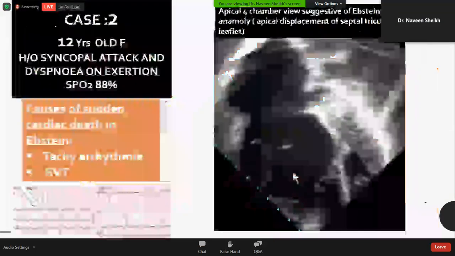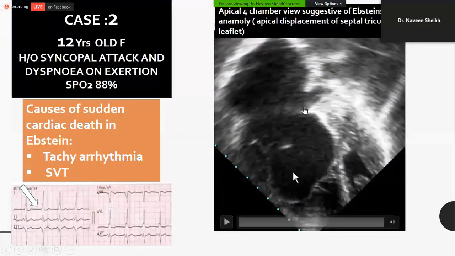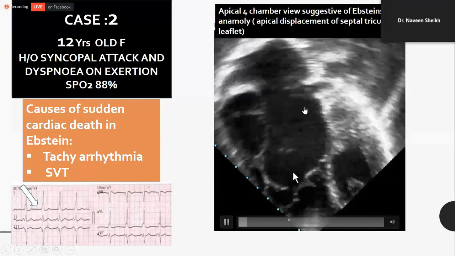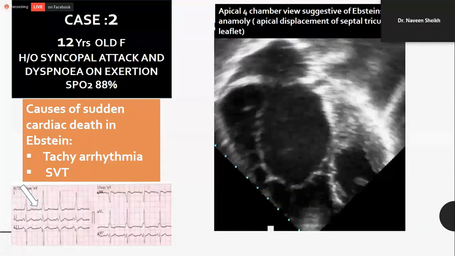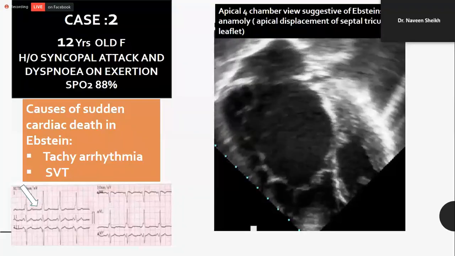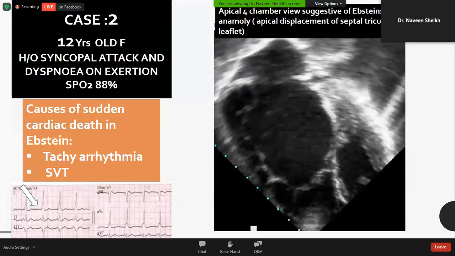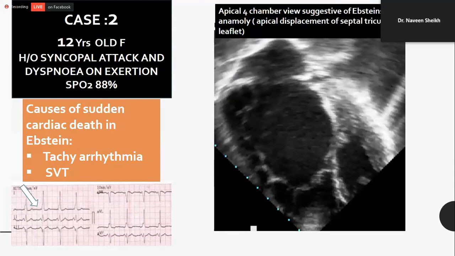due to thrombosis. My next case is a 12-year-old female with syncopal attack and dyspnea on exertion. Saturation was 88%. Apical 4-chamber view shows displacement of the septal tricuspid leaflet, so it's Ebstein anomaly. The cause of sudden death in Ebstein is tachyarrhythmia and SVT. See the ECG, there is a delta wave.